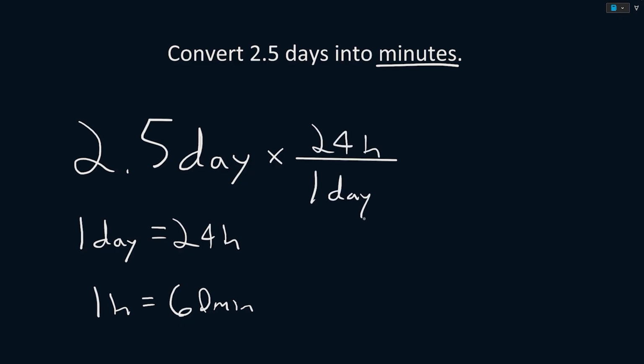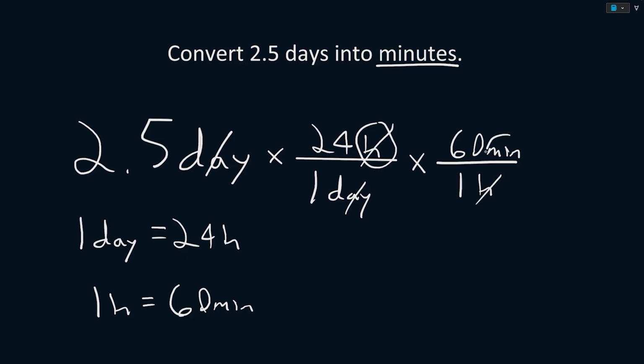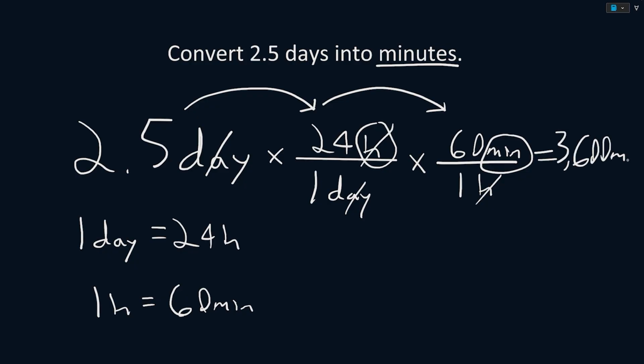Then we can convert the hours to minutes by multiplying through our conversion factor of 60 minutes is equal to 1 hour. Multiplying through this, we see that the days cancel and leave us with hours, then the hours cancel and leave us with minutes. Solving this, we multiply 2.5 by 24 to get hours, then multiply by 60 to get minutes. This tells us that there is 3,600 minutes in 2.5 days.